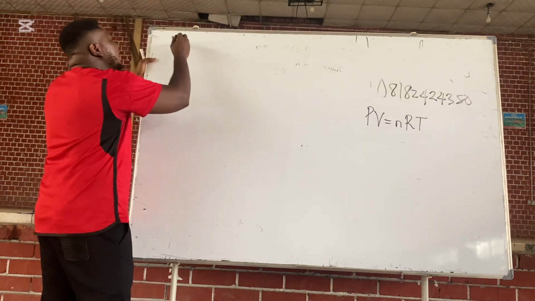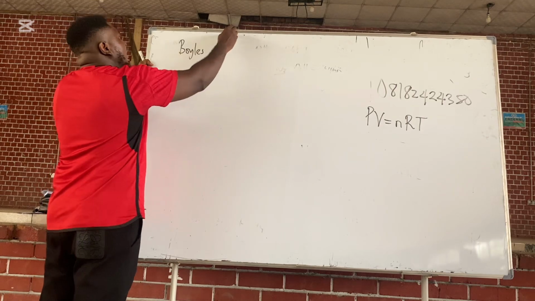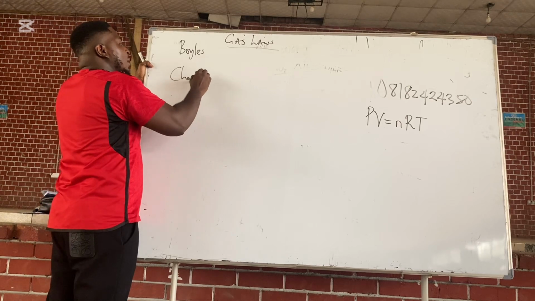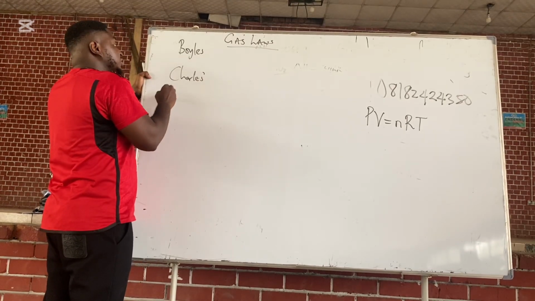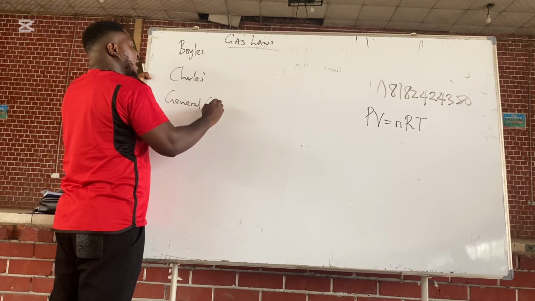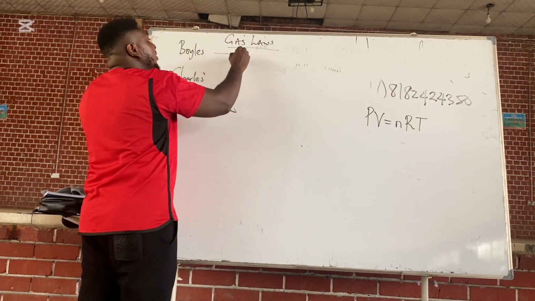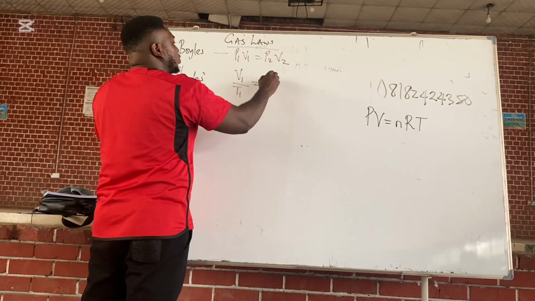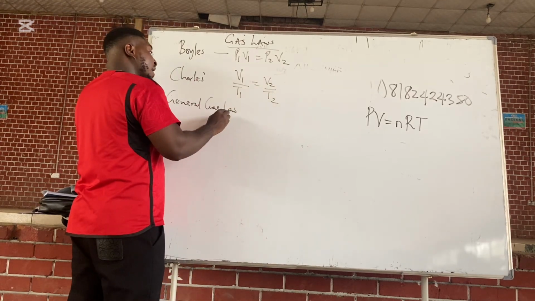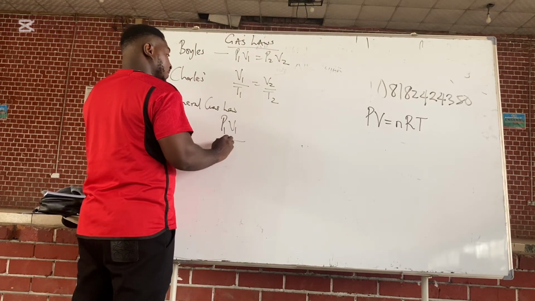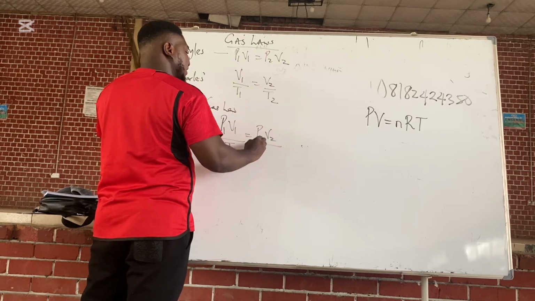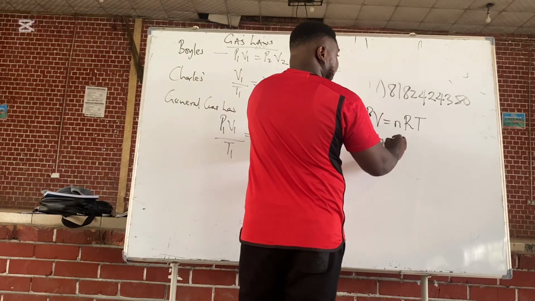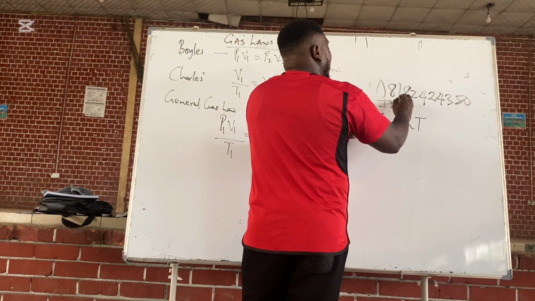PV equals nRT. Class, take down the following laws. Boyle's law, Charles law, general gas law. These are popular laws they ask in the exam. For Boyle's law, we have P1V1 equals P2V2. Charles law, we have V1 over T1 equals V2 over T2. General gas law, we have P1V1 over T1 equals P2V2 over T2. And ideal gas equation, PV equals nRT. This one is ideal gas.